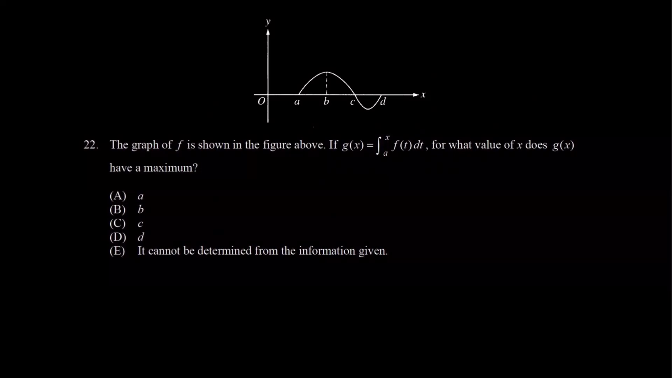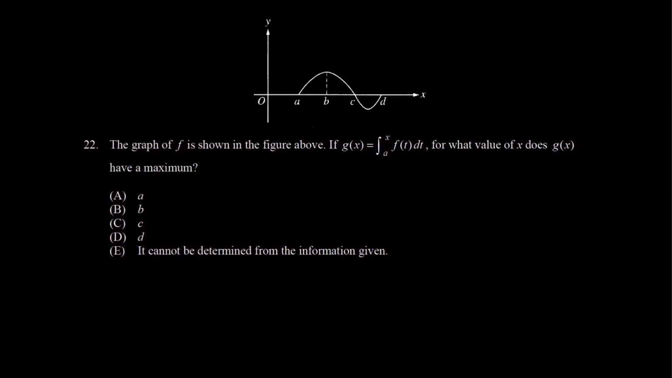And so what do we have here? The graph of the function is shown in the figure above. So we have the graph of function f of x. And we are given the relationship between the function g of x and f of x, which is that g of x is an integral from a to x of the function f that we are given. And then we need to find the value of x for which g of x has a maximum.